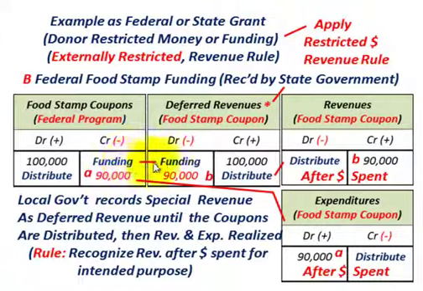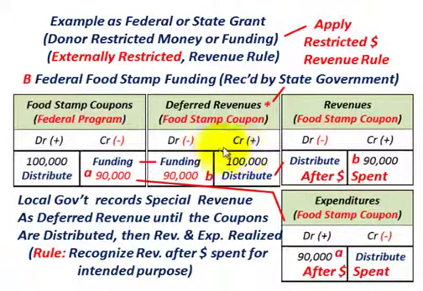Okay, so what we're going to do here, this is the case where we're talking about that special rule where restricted money cannot be recognized in revenue until the dollars are actually spent. So we would have to set up under our local government unit, we'd have to identify exactly where those revenues are coming from, but we would have a deferred revenues account here as these food stamp coupons are going to be distributed here. And then we're going to have a revenues account here for the food stamp coupons, and also our food stamp coupons themselves here as an asset account. And we're also going to have our expenditures here for the food stamps.